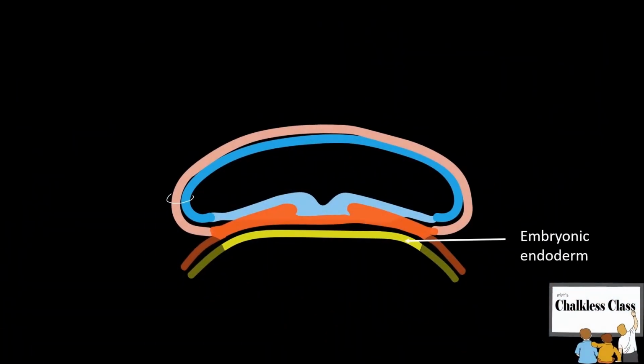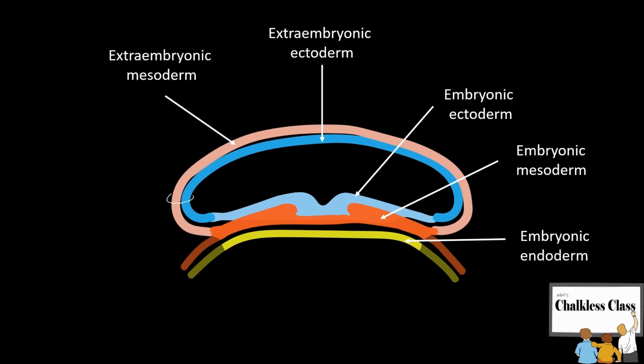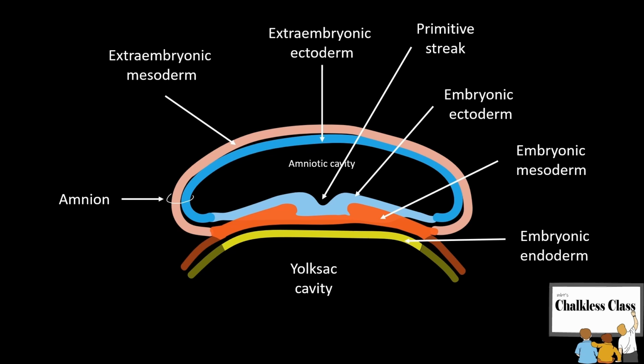Embryonic endoderm, embryonic mesoderm, embryonic ectoderm, extraembryonic ectoderm, extraembryonic mesoderm, amnion, yolk sac cavity, amniotic cavity, primitive streak.